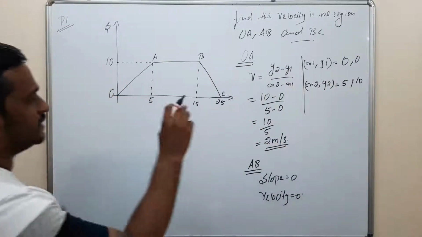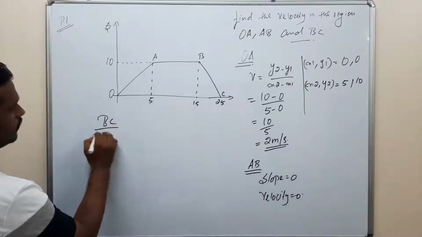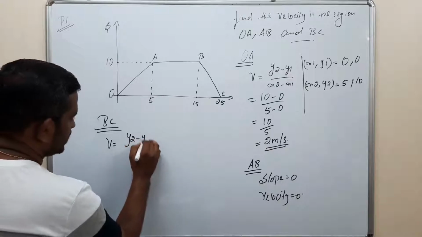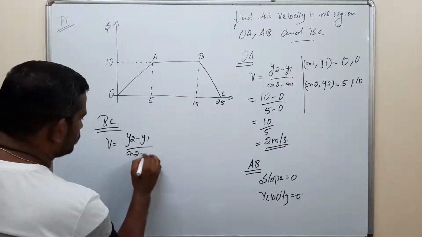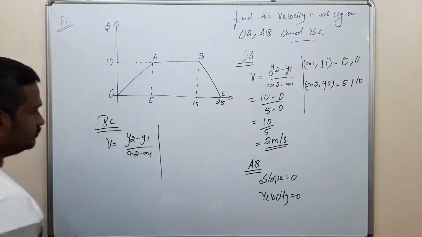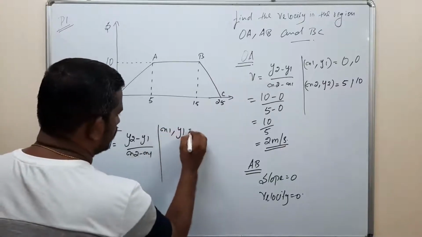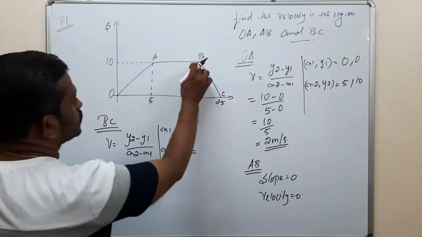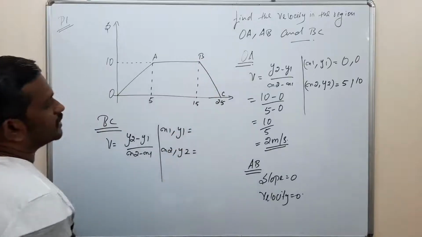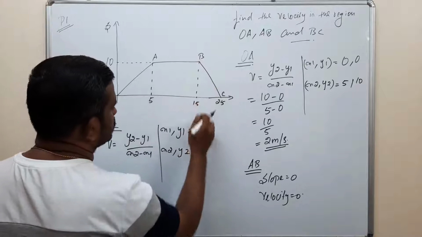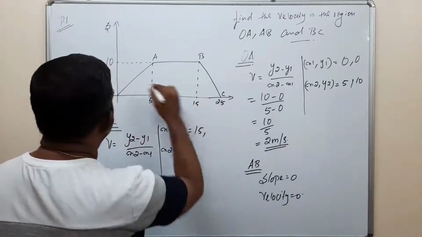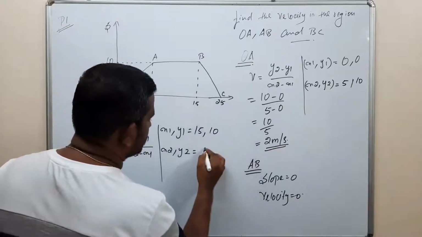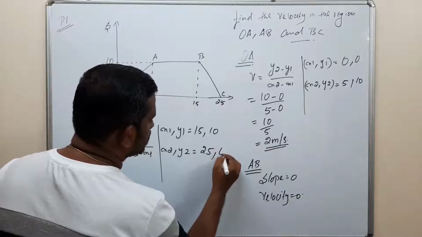So next I am considering the region BC. So velocity is equal to the formula, that is y2 minus y1 divided by x2 minus x1. So x1 y1, x2 y2. So in this BC, what is x1 y1? The x value is 15, comma y1 is 10. In the region that is C, x2 is 25, y2 is 0.